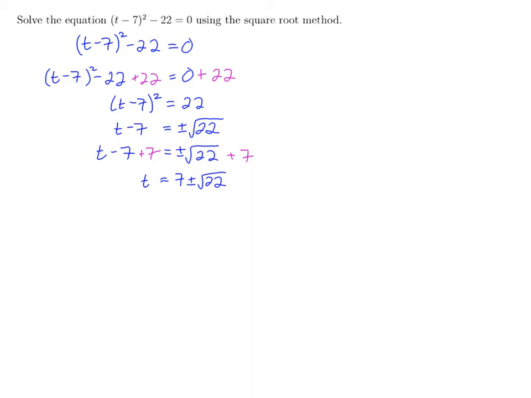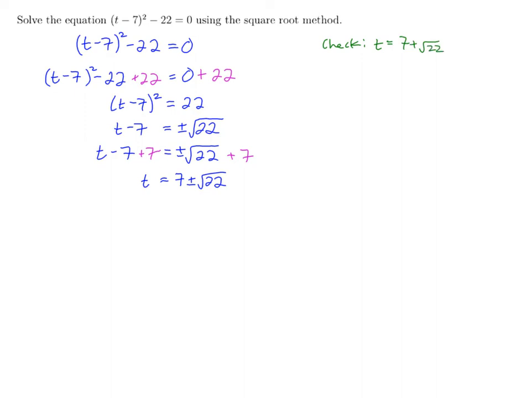We don't always check with irrational solutions by hand, but here we'll show it. Sometimes we'll use a calculator, and sometimes we'll do the exact irrational solution. So let's check that first one. We're going to check t equals 7 plus the square root of 22.